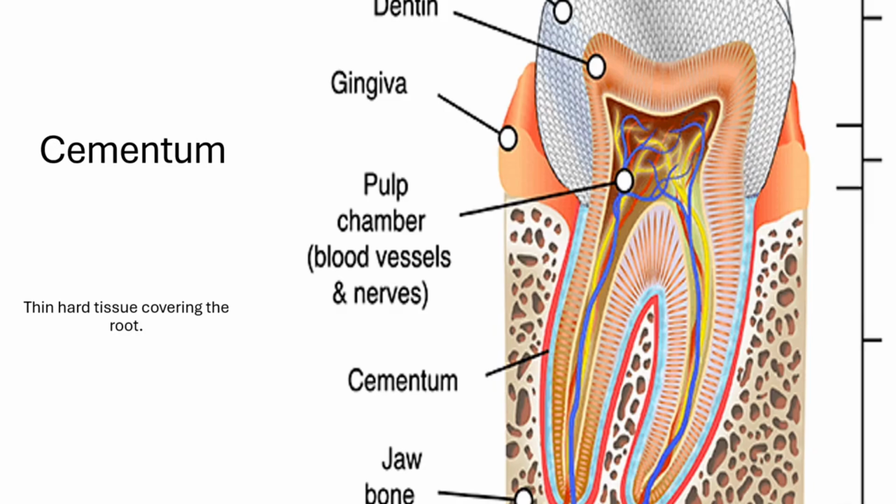Understanding tooth structure helps us understand tooth decay, sensitivity, gum disease, root canal treatment, dental pain, and why prevention is so important. In the next video, we can build on this foundation and discuss how tooth decay starts, beginning with enamel demineralization.